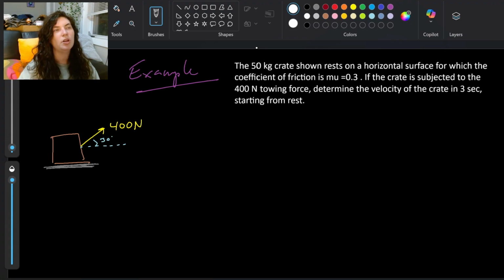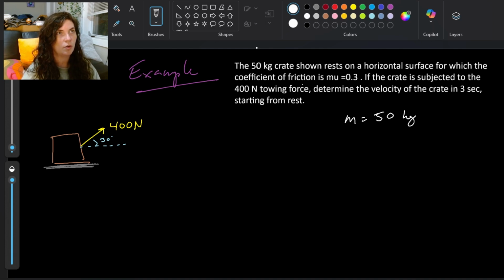So let's pull out everything that we can see about this problem. If I just read through and pick apart what looks important: 50 kilogram crate. That sounds pretty important, so I'm going to put that down. That's the mass of our crate. The mass of our crate is 50 kilograms.